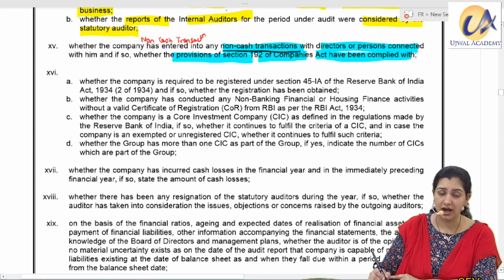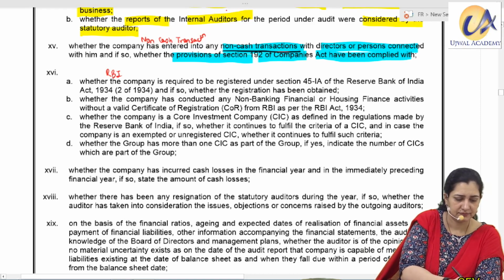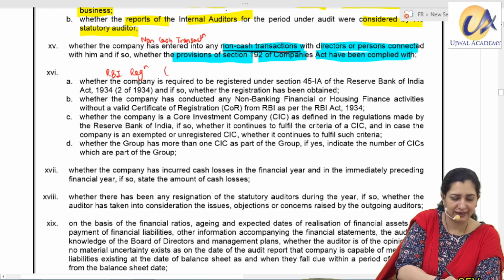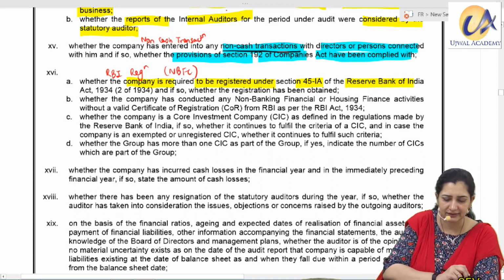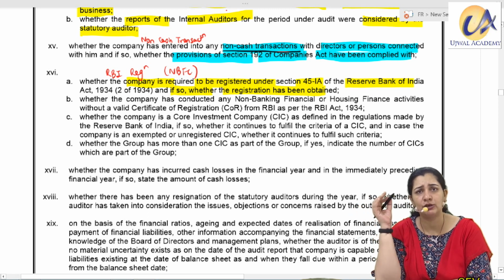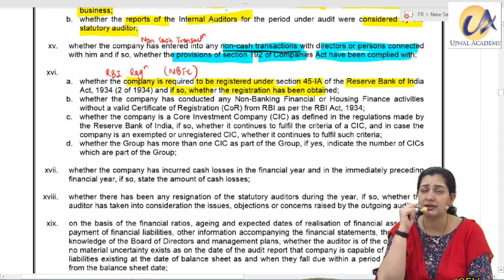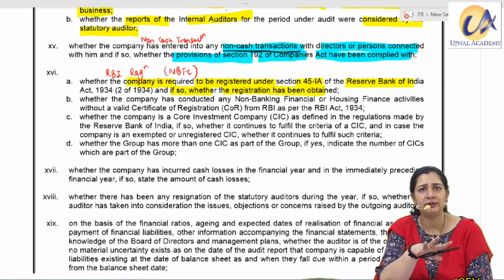So NR, RBI registration. This point applies for NBFCs. What does it say? Is the company required to be registered under 45-IA of the RBI Act? If so, whether registration is obtained. So NBFC, you have a full chapter. There you see where it is required, how it is required. If you're in the principal business of financing, etc. But for me, I have to see, do you require to be registered with RBI?